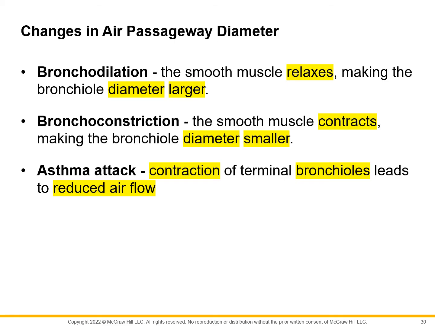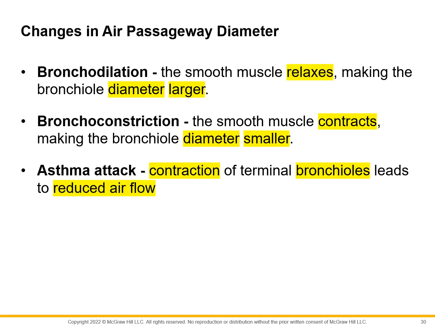This slide talks about changes in air passageway diameter. Bronchodilation happens when the smooth muscles around our bronchioles relax, allowing our airways to be larger in diameter. So basically, mas maluwag po yung daanan ng hangin. Bronchoconstriction happens when the smooth muscles around our bronchioles contract, making bronchial diameter smaller. Dito naman daw po sa bronchoconstriction, imbes na relax, nagko-contract daw po yung smooth muscles sa paligid ng mga bronchioles. So sumisikip din daw po yung daanan ng hangin.